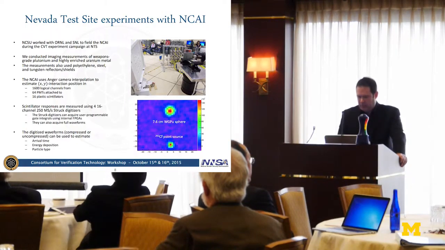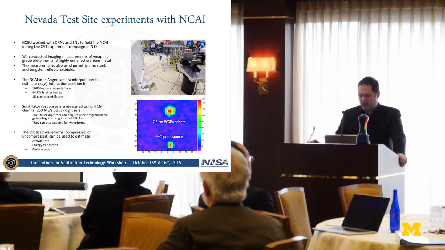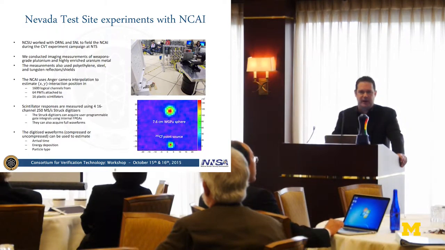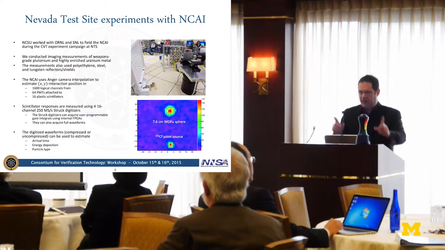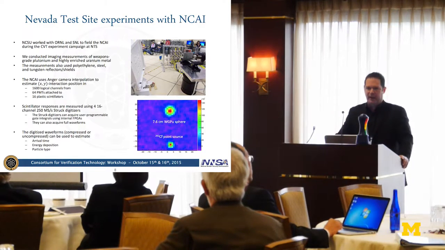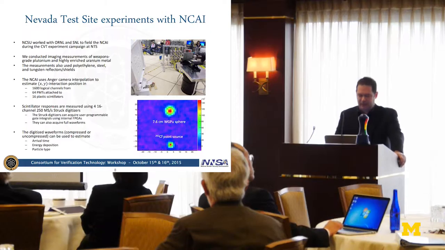I'm not sure how well you can see the units here, but basically each one of these ticks is a 5 centimeter distance. So this whole image is about 60 centimeters by 60 centimeters. The large circle is a 7.6 centimeter diameter weapons grade plutonium sphere. Just 30 centimeters away from that, about this far away, we had a Californium point source. And you can see that we're still able to distinguish them.